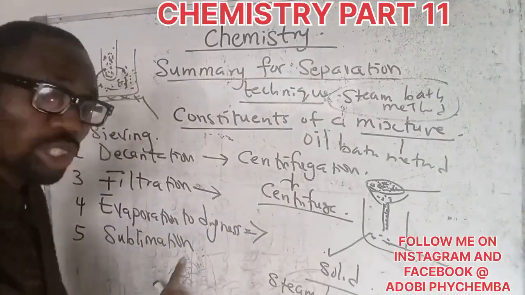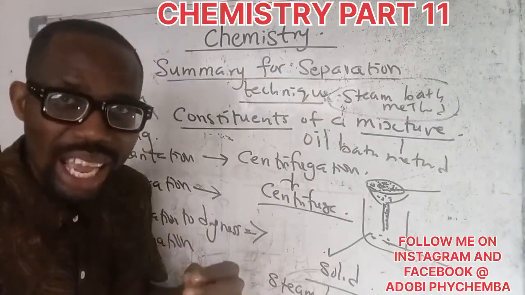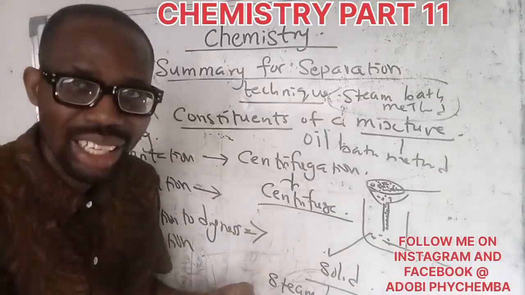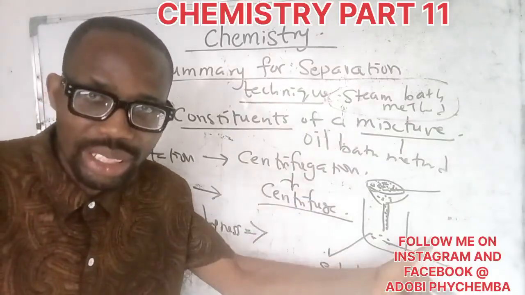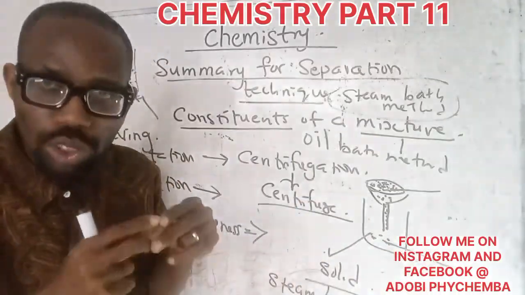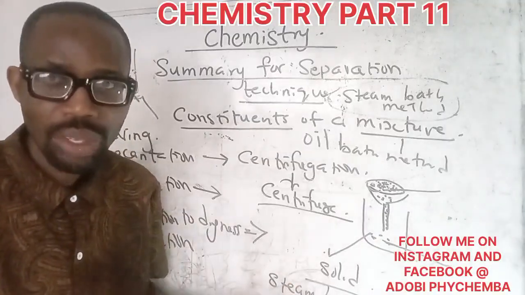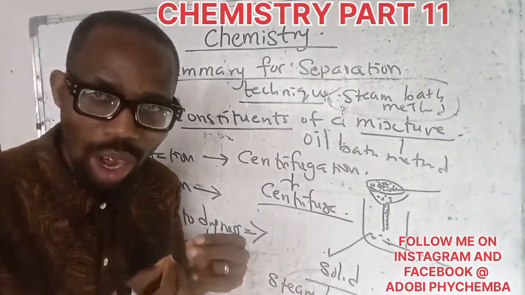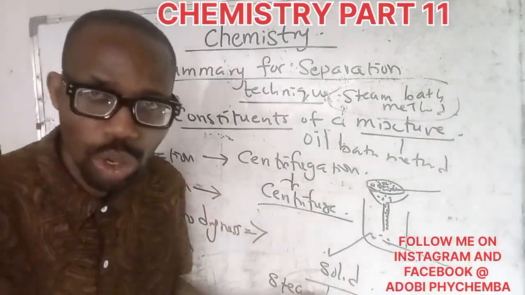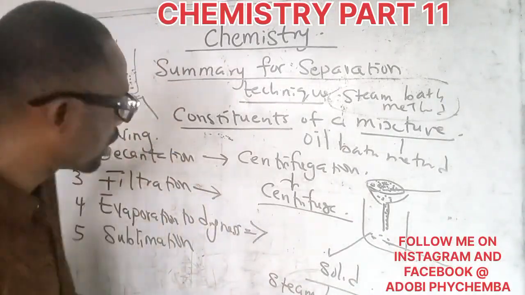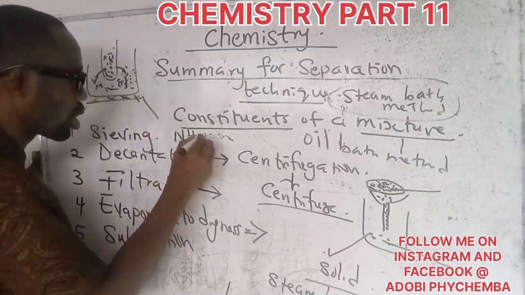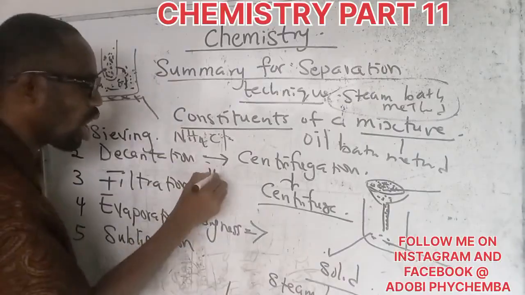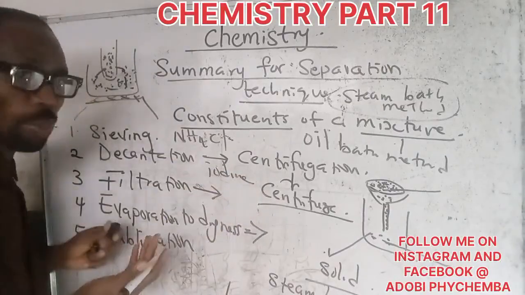Now, sublimation has to do with when a solid substance is heated, it changes directly to its gaseous state without passing through the liquid state. That process is called sublimation. Are you with me? And the substance that has undergone that process is called a sublime substance. Examples include ammonium chloride, NH4Cl, and iodine, which is an example of a sublime substance.